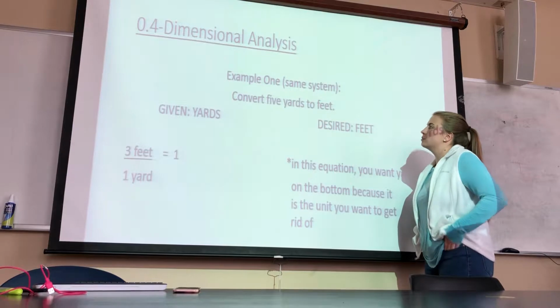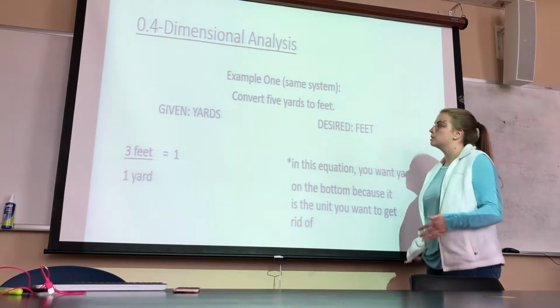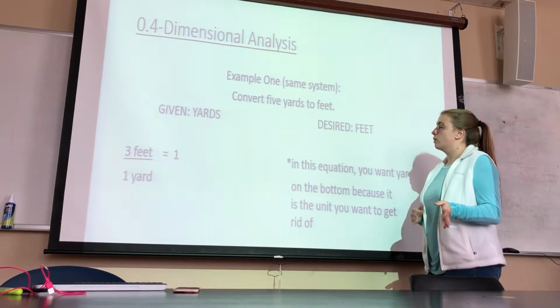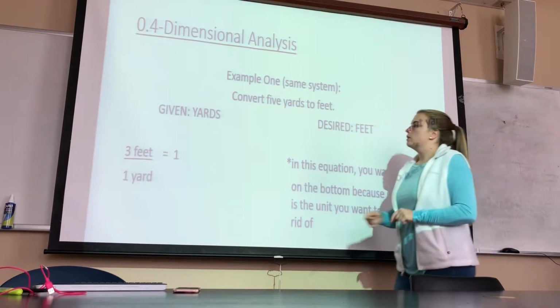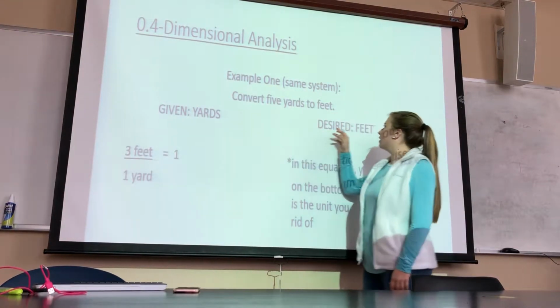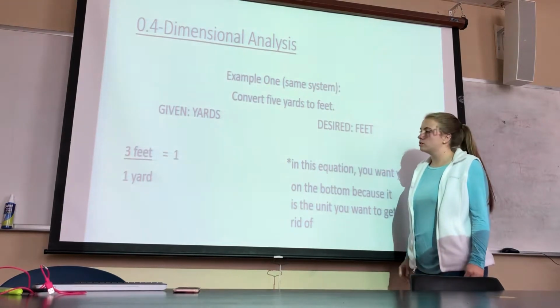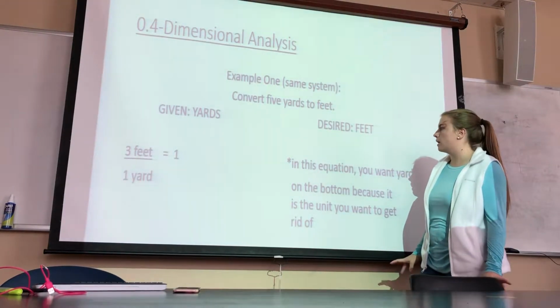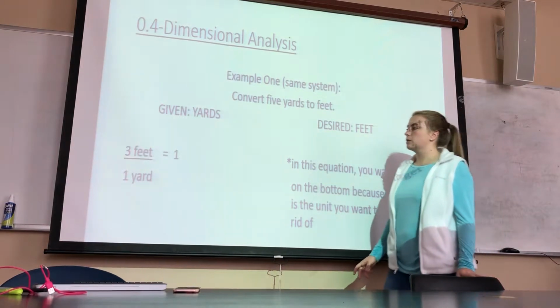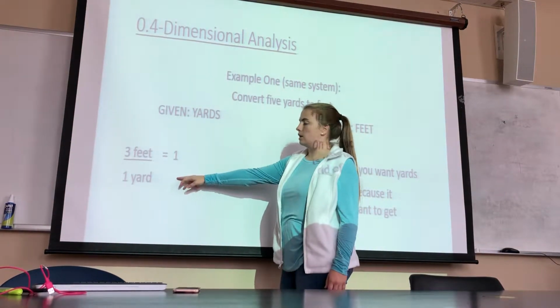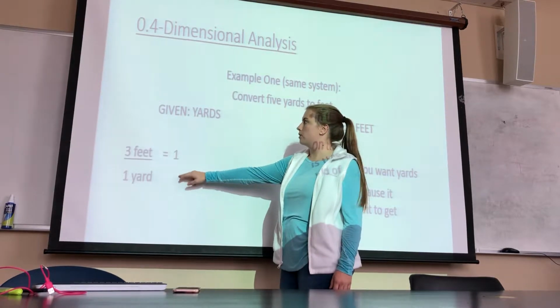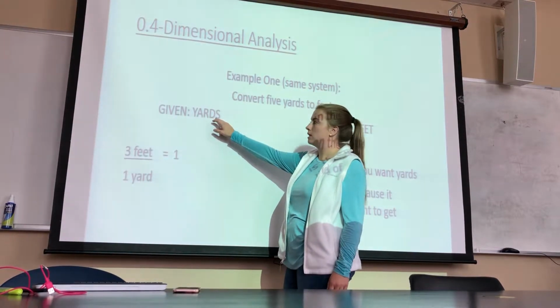Example 1 is going to be a change between the same system, so we're going to go yards to feet, which is both the English system. So your given unit is the yards, and your ending unit is feet. So your first factor that you need is you need to set something equal to 1. So we know that there are 3 feet in a yard, and it's critical that the yards is on the bottom because you want to cancel out the given.